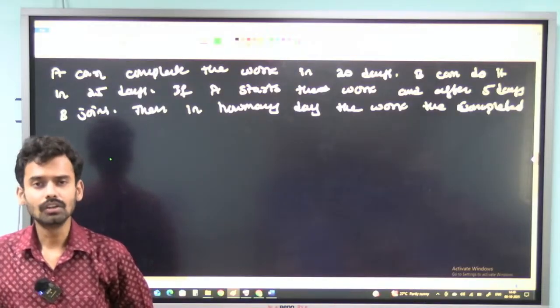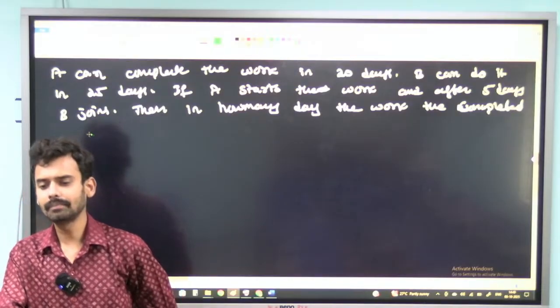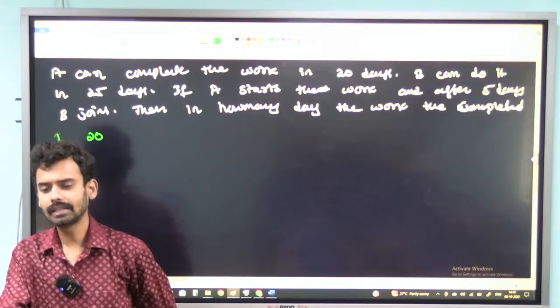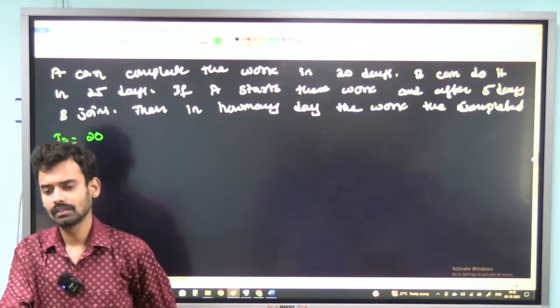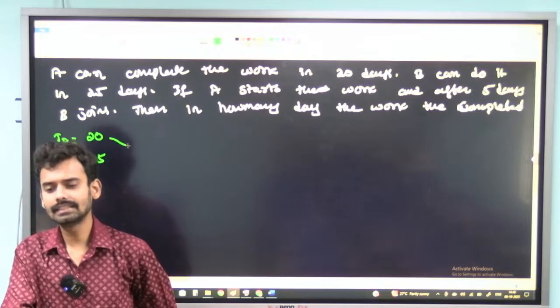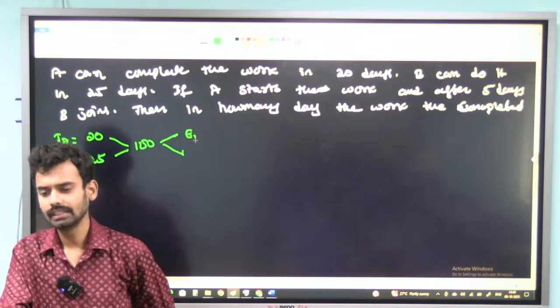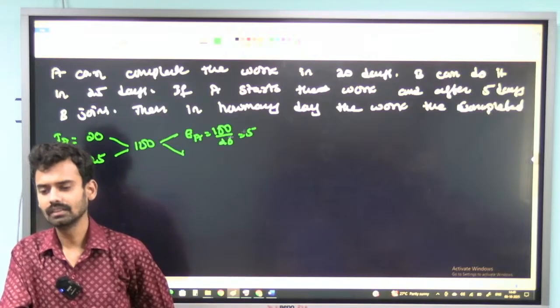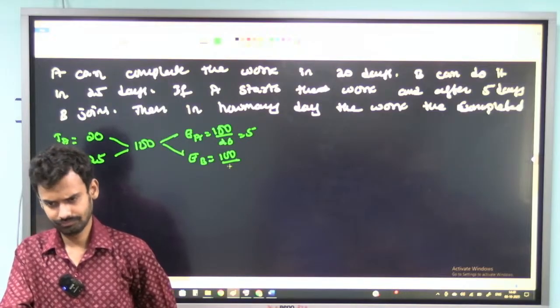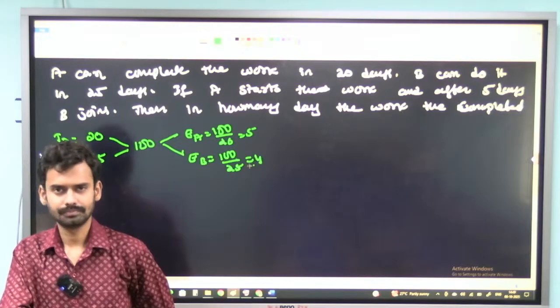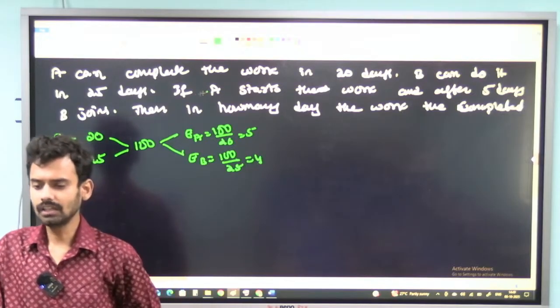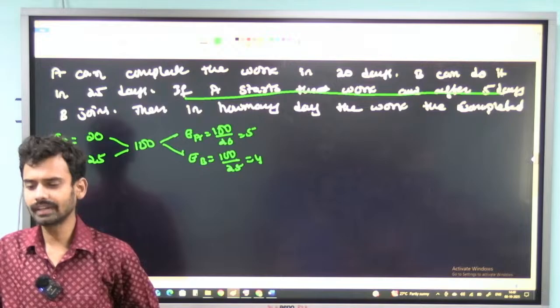First, as usual, find the efficiency of A and B. Time taken by A is 20 days, time taken by B is 25 days. Now the LCM of 20 and 25 is 100. So you need to consider the efficiency now. Efficiency of A will be 100 by 20, which is 5, and efficiency of B will be 100 by 25, which is 4.